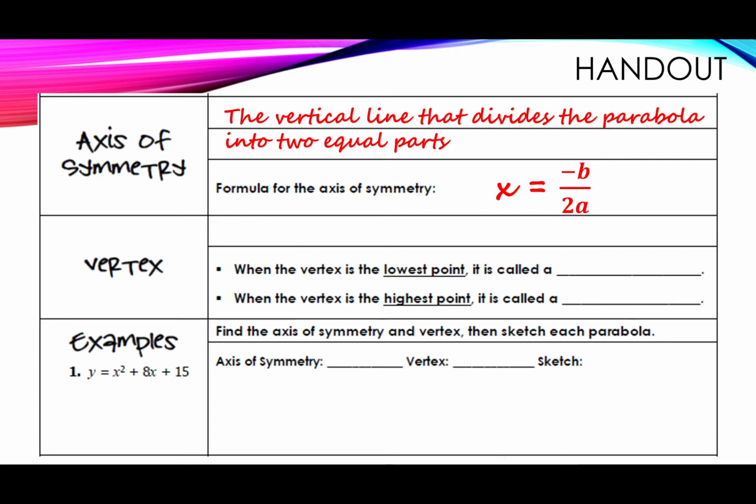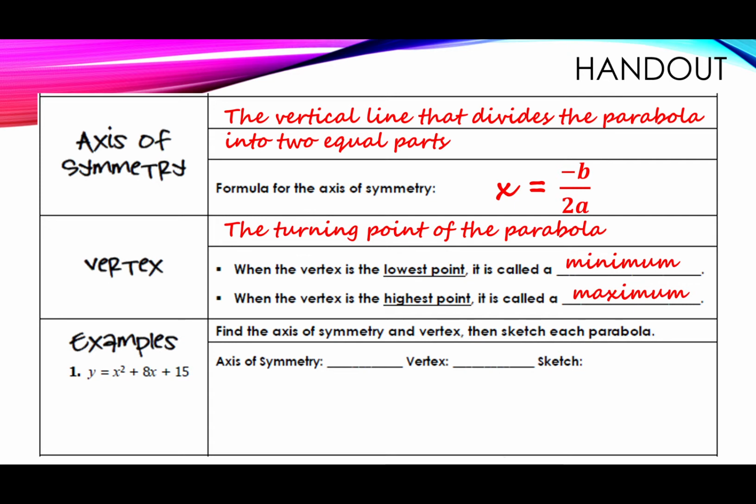On that vertical line is the vertex, and the vertex is the turning point of the parabola. As you saw back on the other page when we drew our little parabolas, they either had the lowest point, which is a minimum, or the highest point, which is the maximum. When a is positive, you're going to have a minimum. When a is negative, you're going to have a maximum.